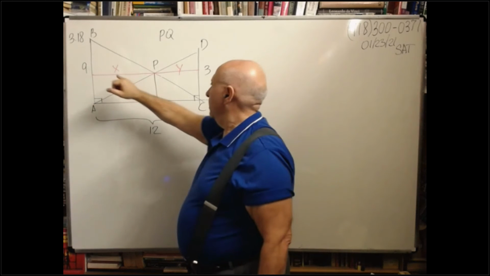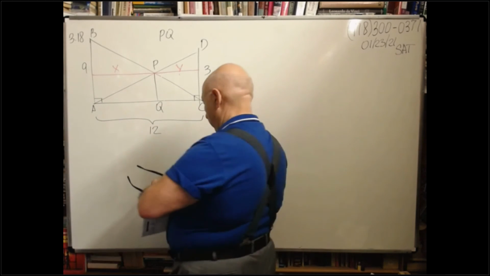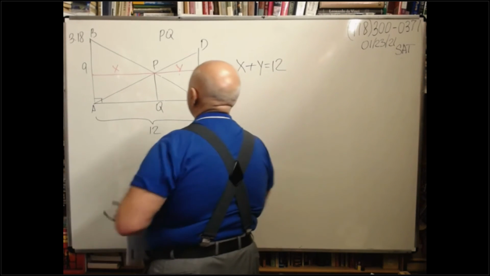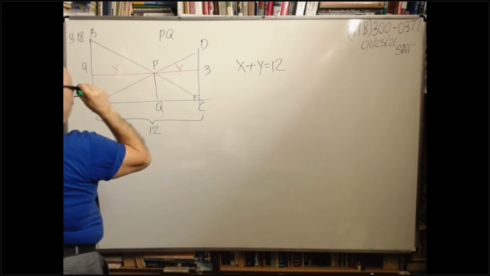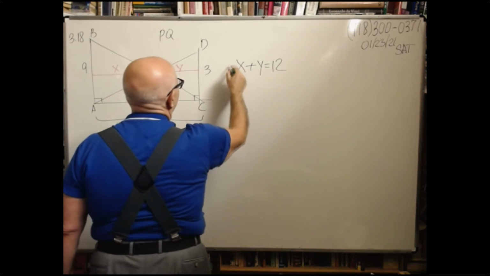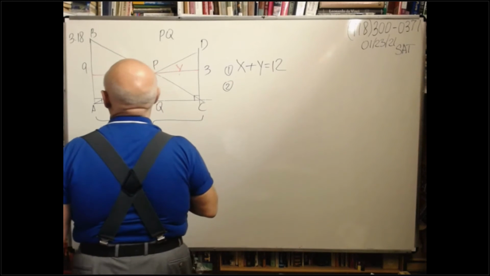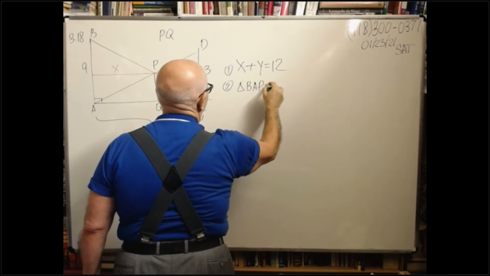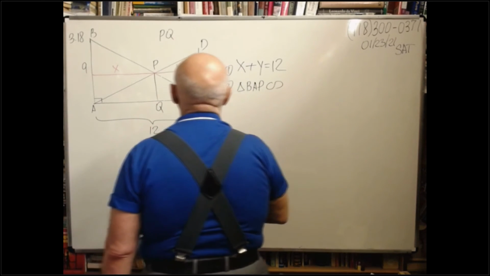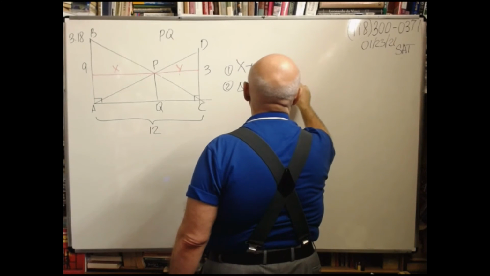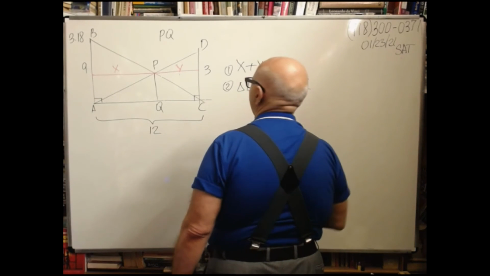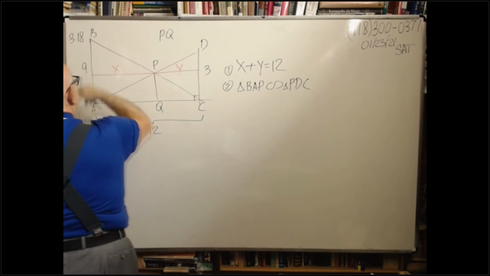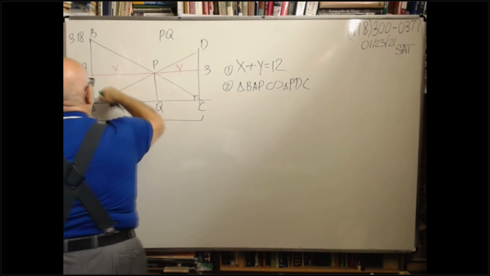First, we can write x plus y equals 12. Second, triangle BAP is similar to triangle PDC. Why? Vertical angles are the same, and with two parallel lines, the alternate interior angles are equal, so they are similar.